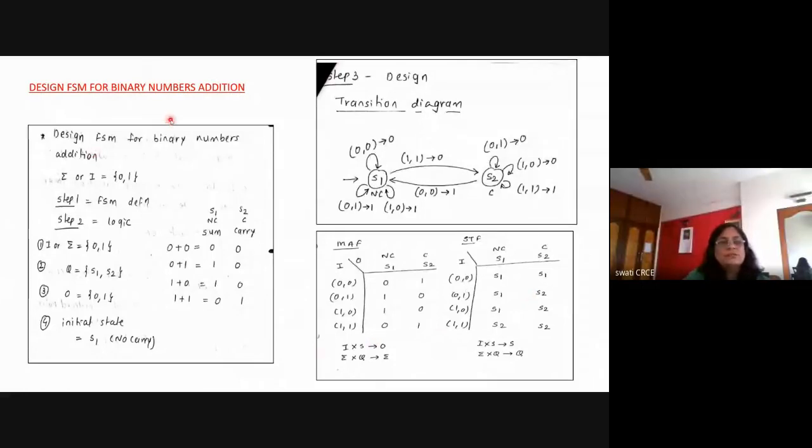I'll read this question carefully. The question is saying to do binary number addition. Now for the FSM, my job is to identify the values of capital I, capital O, and capital S. So I'll write down the definition here: an FSM is a machine which consists of a number of states, and the states are altered upon receiving some input from the input set capital I to generate the output from the output set capital O.